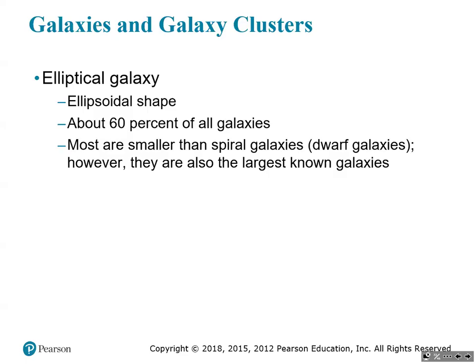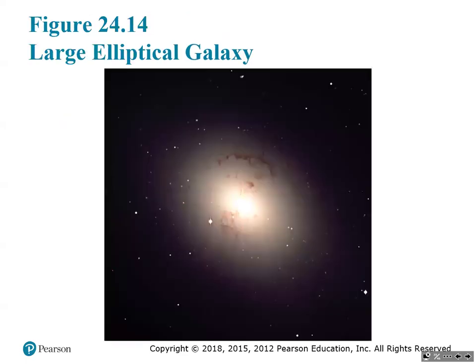So most of them are smaller than spiral galaxies, they're dwarf galaxies, but the largest known galaxies are also elliptical galaxies. And it's thought that possibly the very large elliptical galaxies form when 2 spiral galaxies collide. So it's not entirely known. So there's a large elliptical galaxy. M87 I mentioned before is a large elliptical galaxy. So you can see, big round blob. Spiral galaxies are much more interesting to look at. They have much more structure.